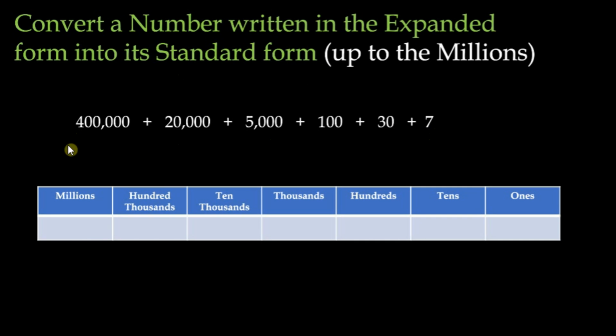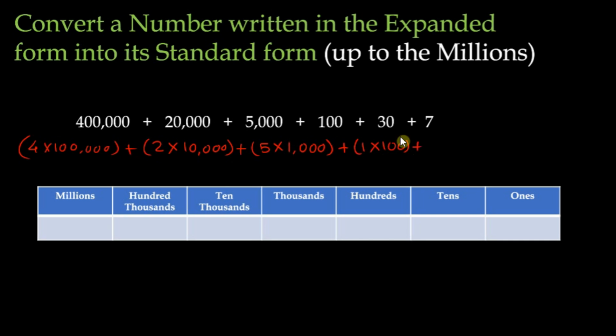So from left, we can write 400,000 as 4 times 100,000, 20,000 as 2 times 10,000, 5,000 as 5 times 1,000, 100 as 1 times 100, 30 as 3 times 10, and 7 as 7 times 1.